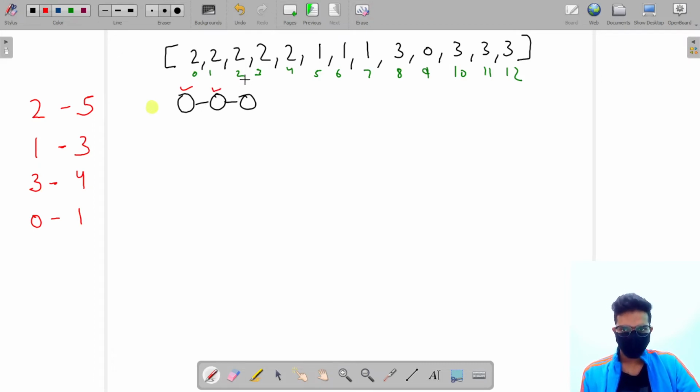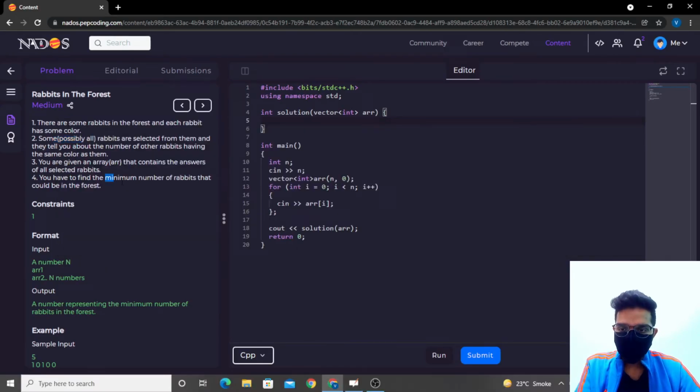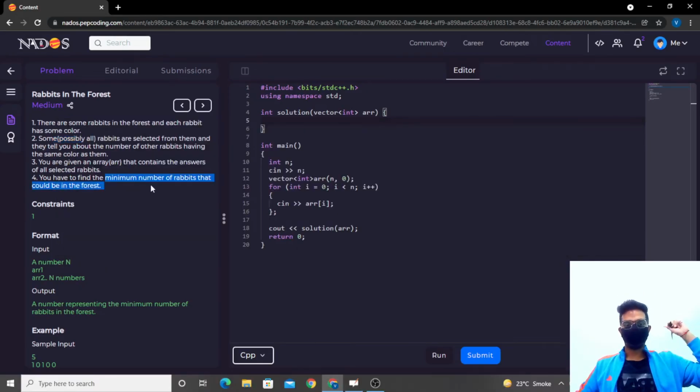So here we get to the second index. Again, it says the same thing, that two more rabbits exist of the same color. So here it can be part of this group, as two more rabbits exist, right? It can be part of this group. We are required to calculate again the minimum number of rabbits that could be in the forest. Perfect.